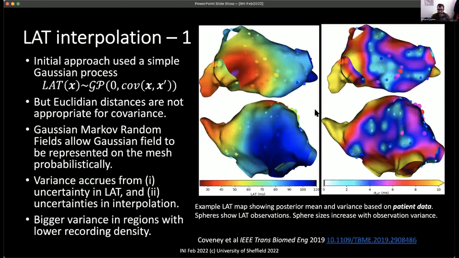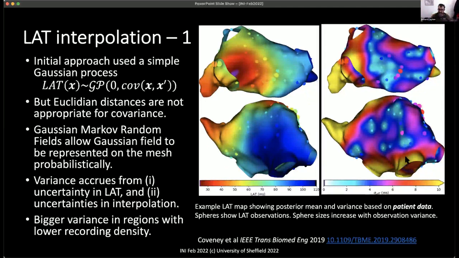So the pictures here, on the left, we've got our estimate of the mean local activation time. In this case, the patient was being paced from this little purple spot here, which is where the shortest local activation time is, and the activation was spreading out to the blue regions. And here we've got a front and back view of the left atrium. And on the right-hand side here, we've got the variance of these estimates.